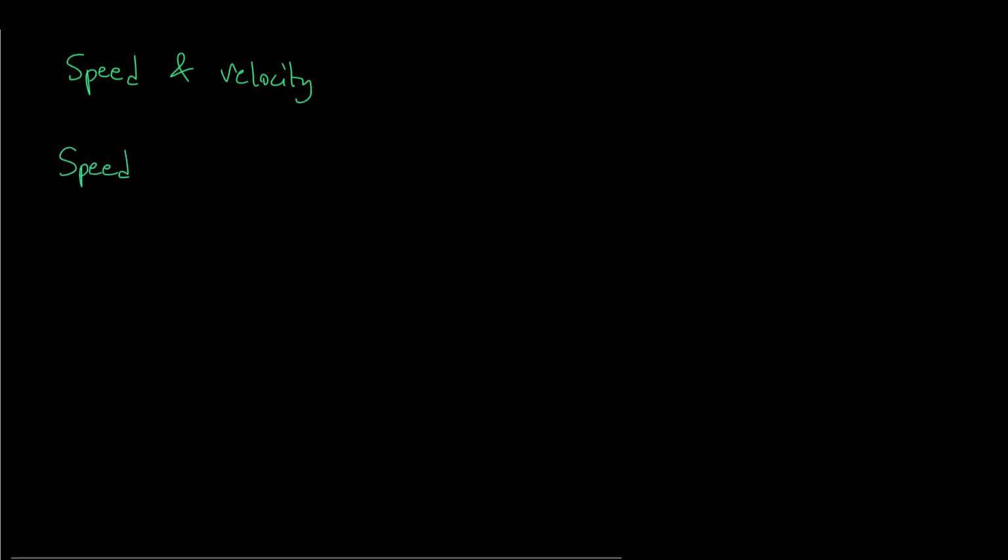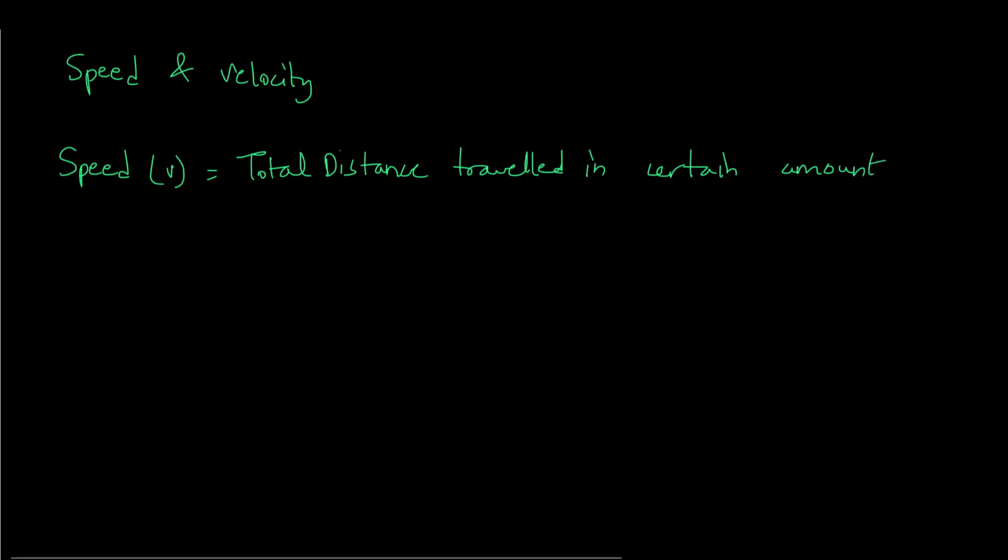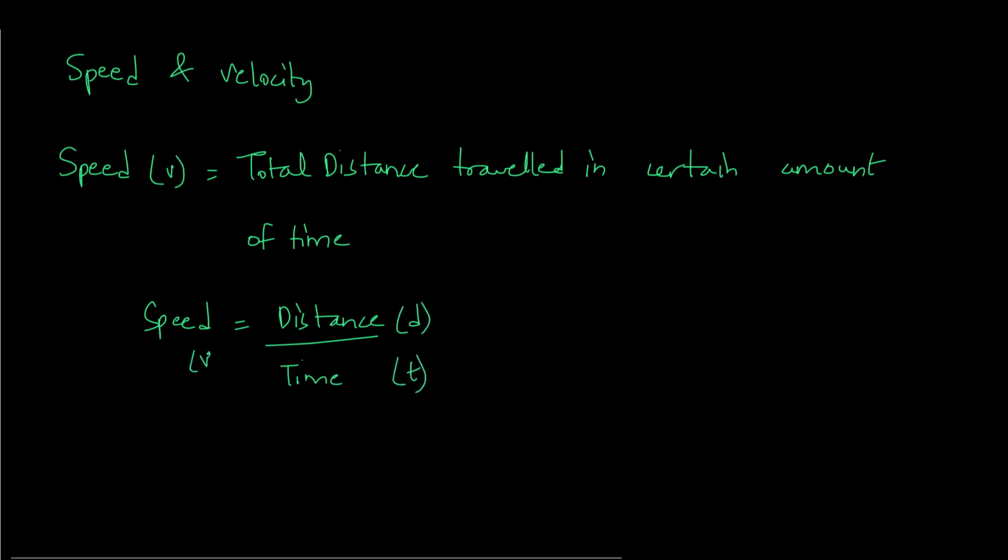Speed, which is denoted by V, is the total distance traveled in a certain amount of time, or a unit time. So speed is equal to distance by time. Here distance is denoted by D and time is denoted by T, whereas speed is denoted by V. So from this you can say V is equal to D by T.